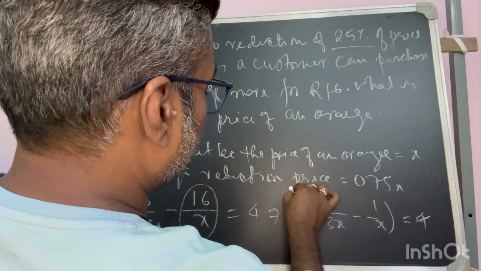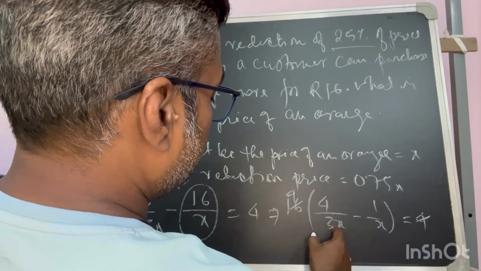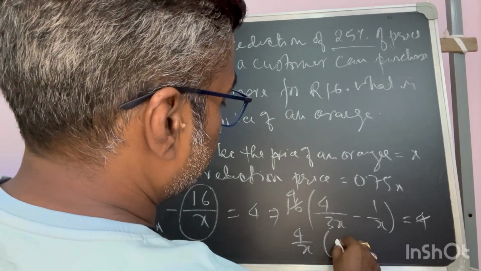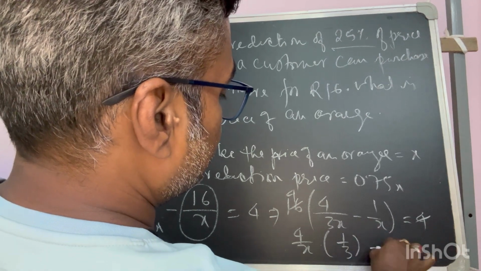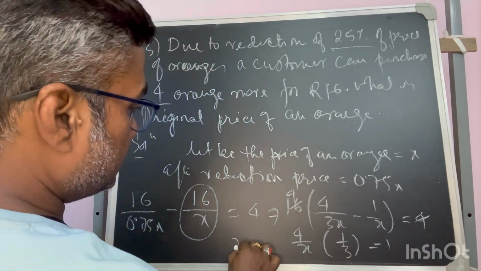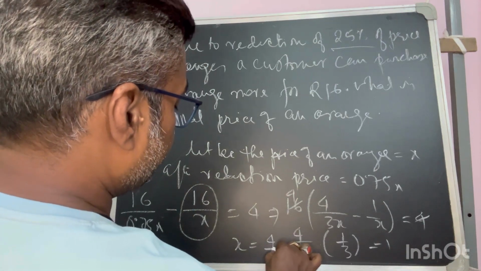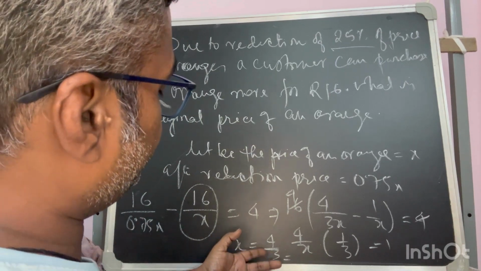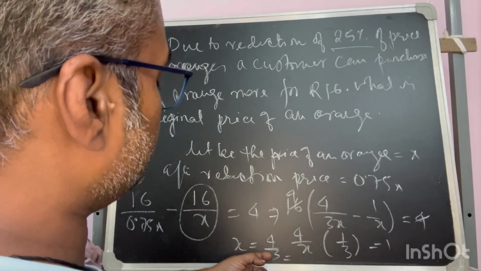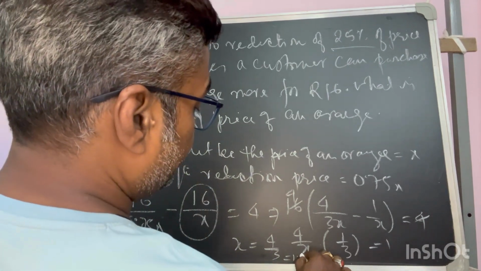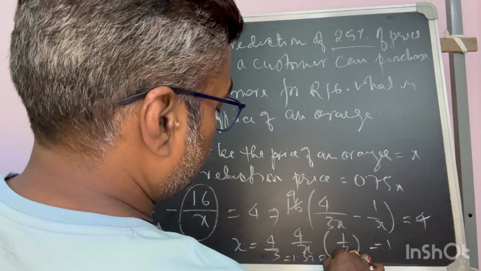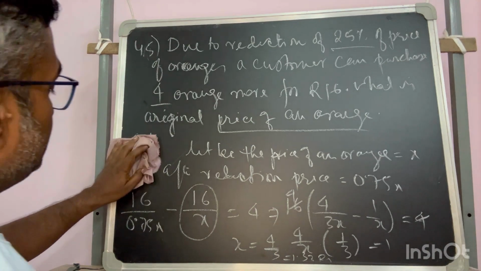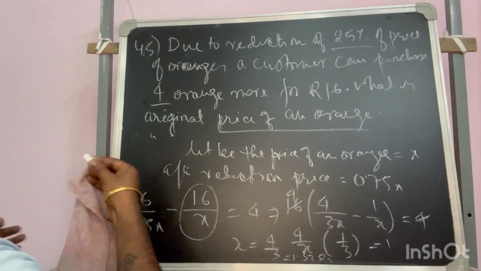So that 4 can be cancelled out. Ultimately I can take x out. So ultimately 4 by 3 minus 1, so this becomes 1 by 3, equal to 1. So x is equal to nothing but 4 by 3. So this is the price: 4 by 3 rupees, which is around 1.33 rupees per orange. This is the cost of an orange. Okay, so moving to the next problem.